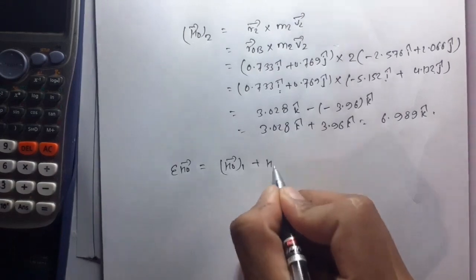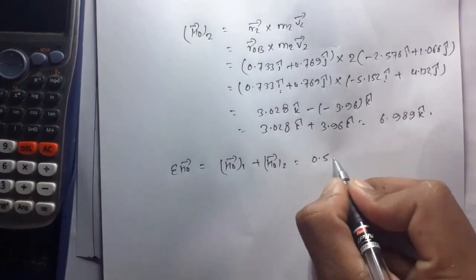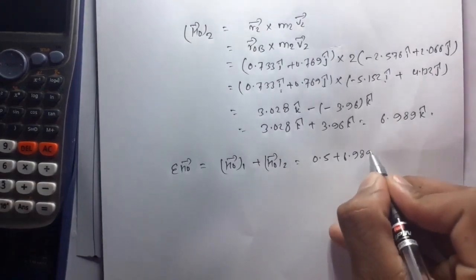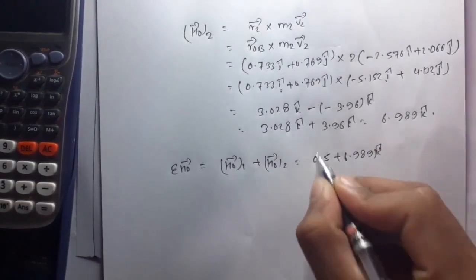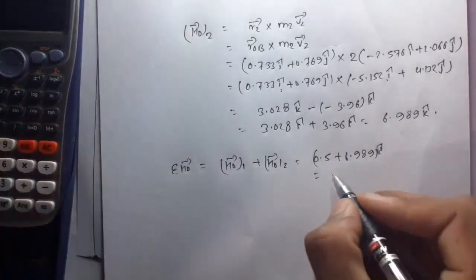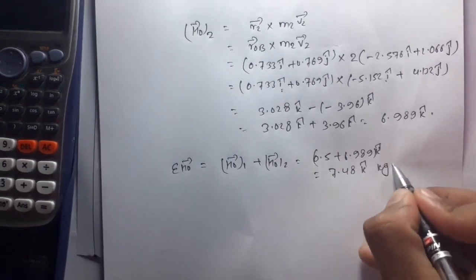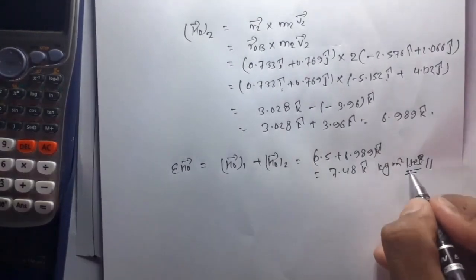Now the total angular momentum about point O is given by H naught 1 plus H naught 2. So this is 0.5 plus 6.989 k. So this is plus 0.5, which is 7.48 kg meter square per second, is the required answer.